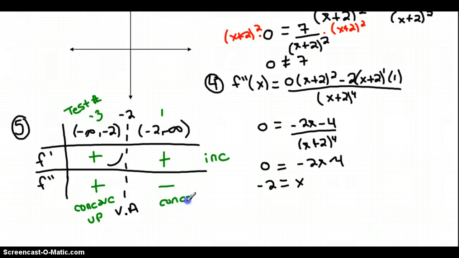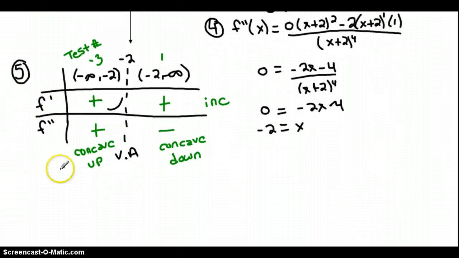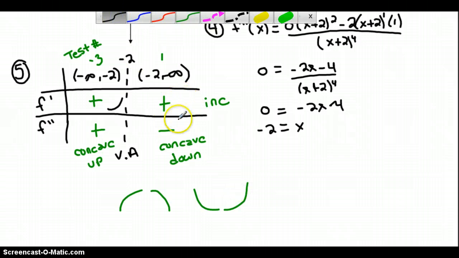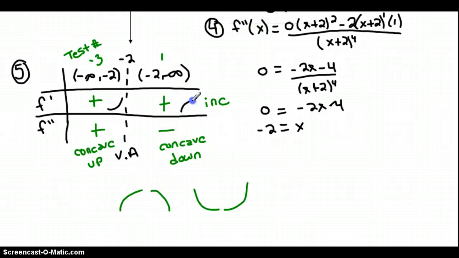So what does it look like to be increasing but concave down? If we need a little refresher on this, this is increasing concave down, decreasing concave down, decreasing concave up, increasing concave up. So for the second piece, I am increasing but I'm concave down, increasing concave down. So I look something like this at that point.